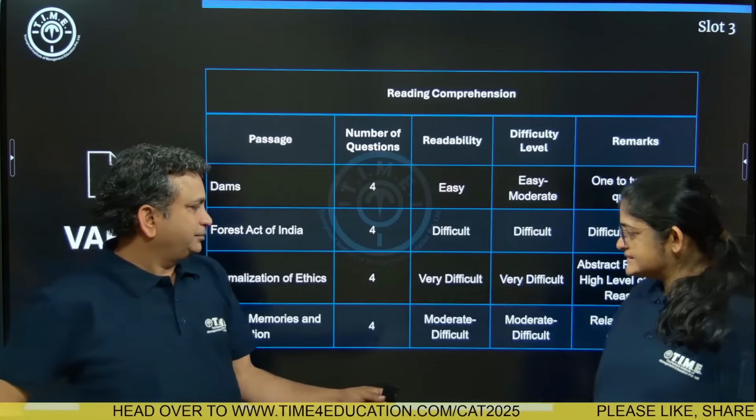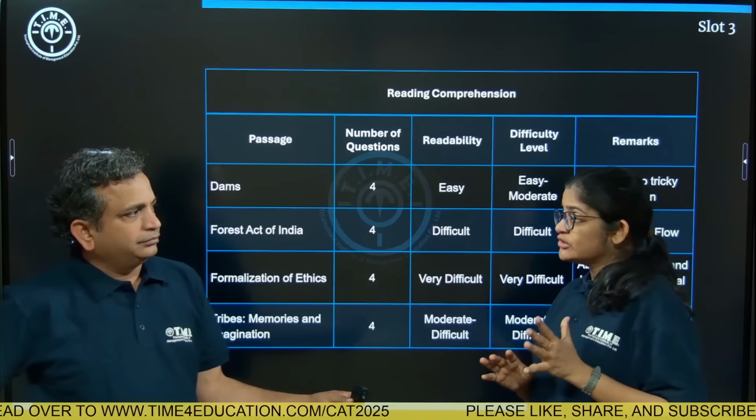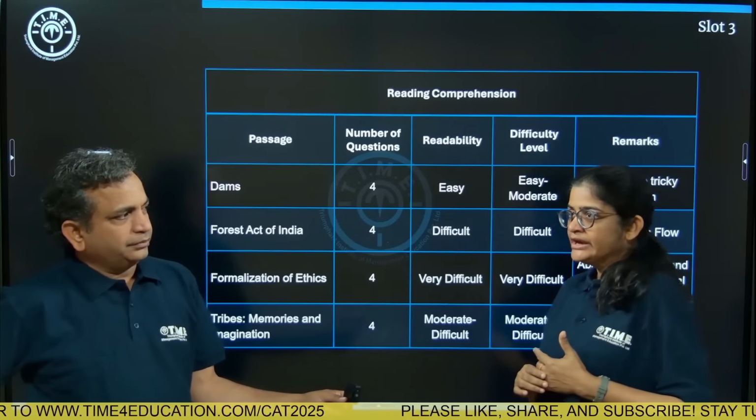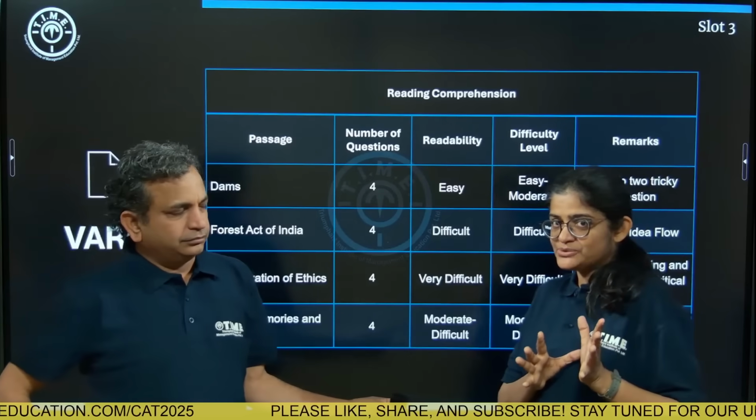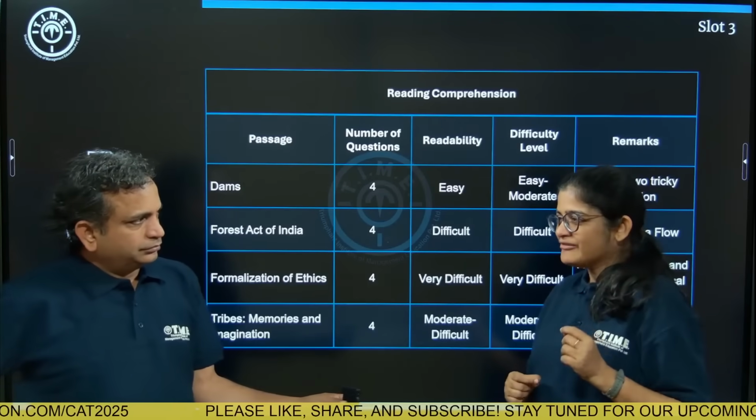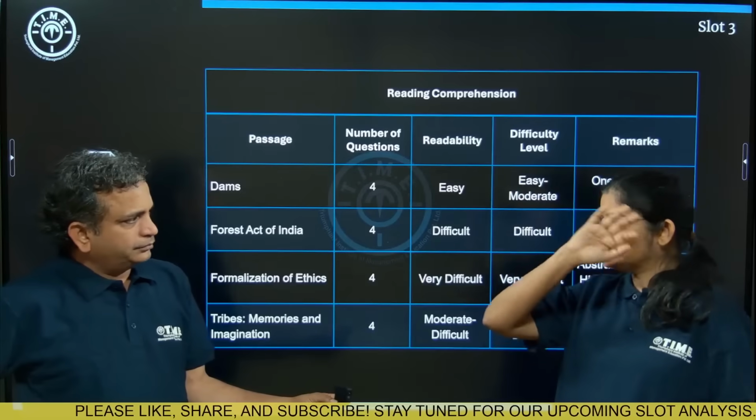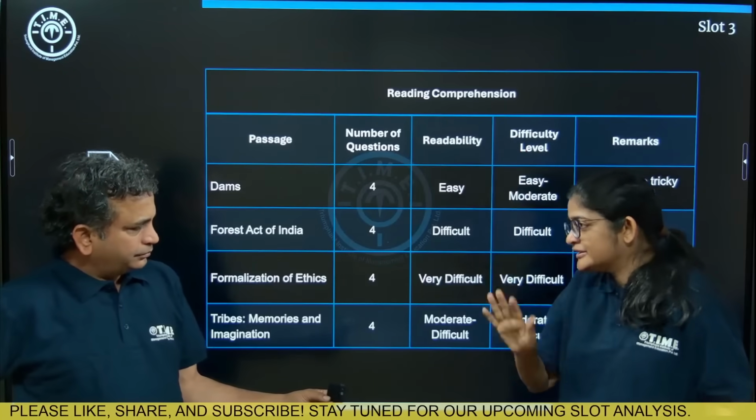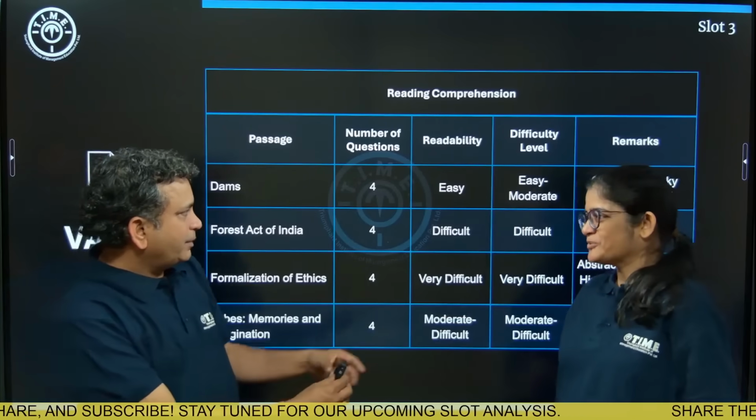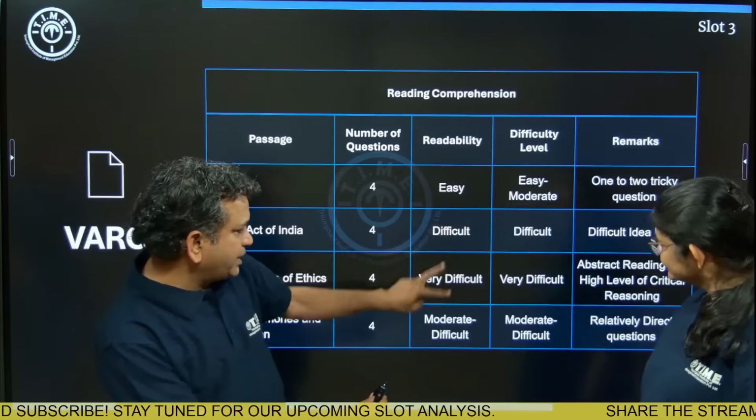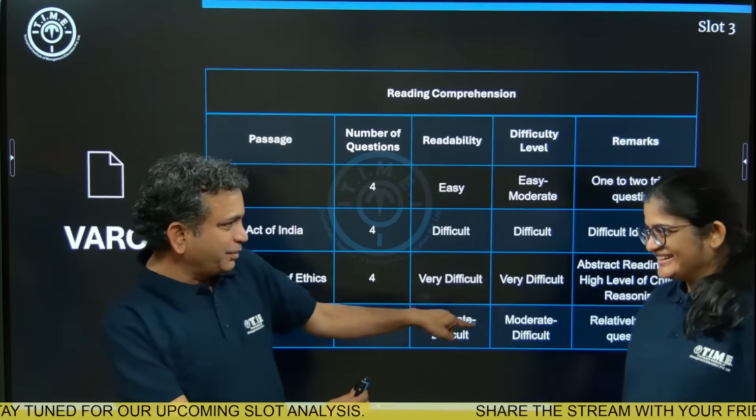The last set was on memory versus imagination in the context of tribes and tribal art. Now, if you are the kind of student who gets scared when you see social sciences, it could have been a little bit of a put off. But otherwise, the good thing about this passage is that it was very, very linear in terms of idea flow. So it was not layered like the other passages. Which is why the word which is missing out of those two passages is present here, which is moderate. Moderate both for the questions and for the passage.